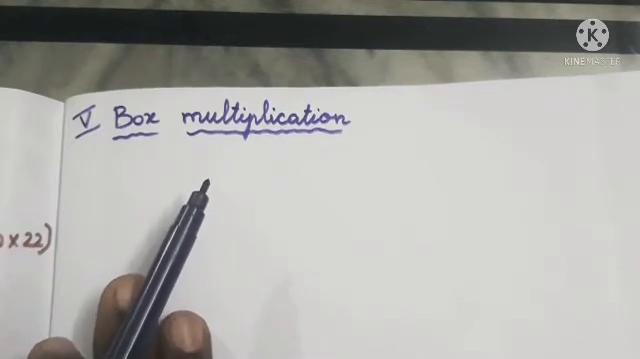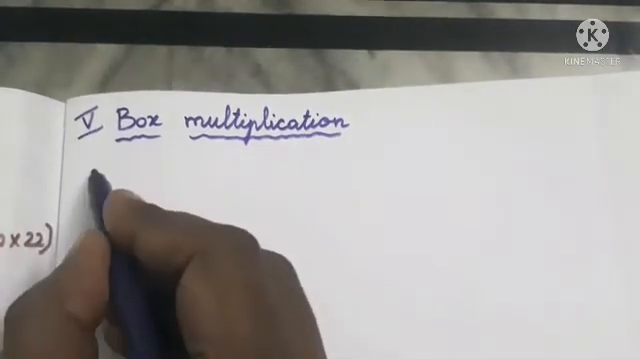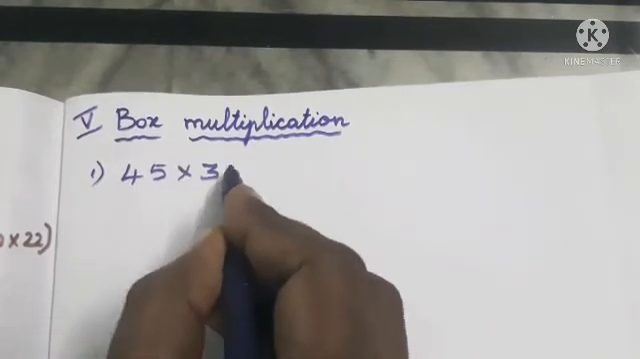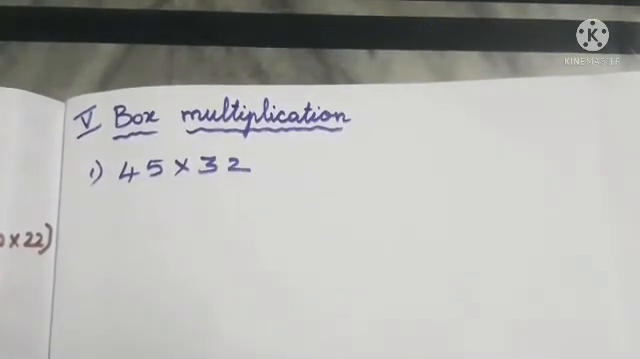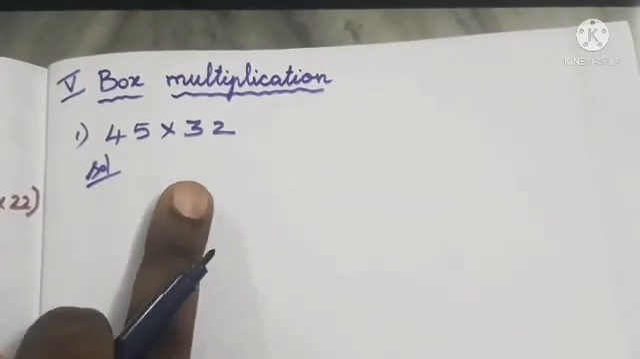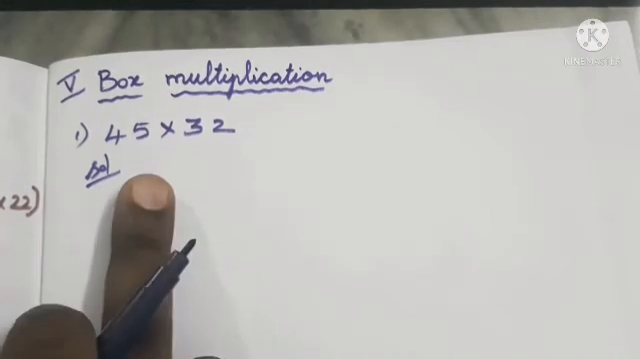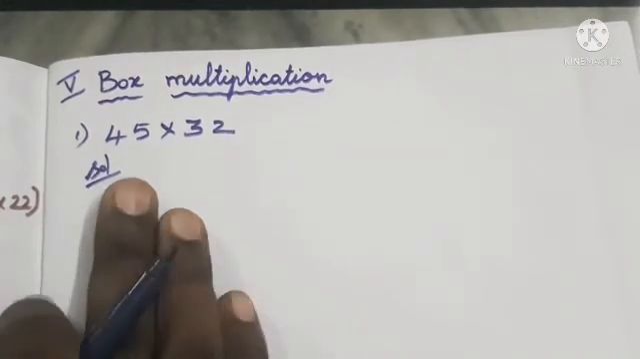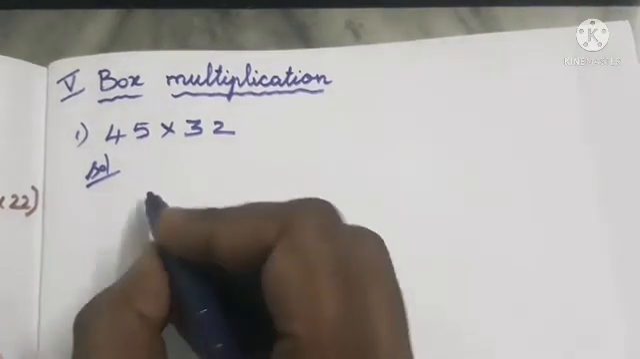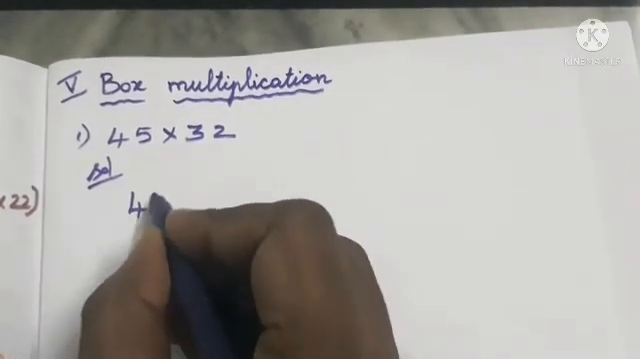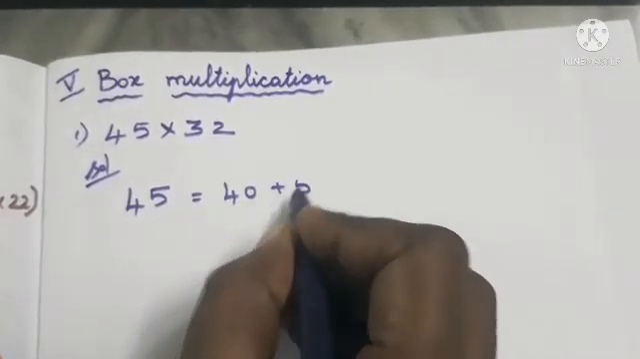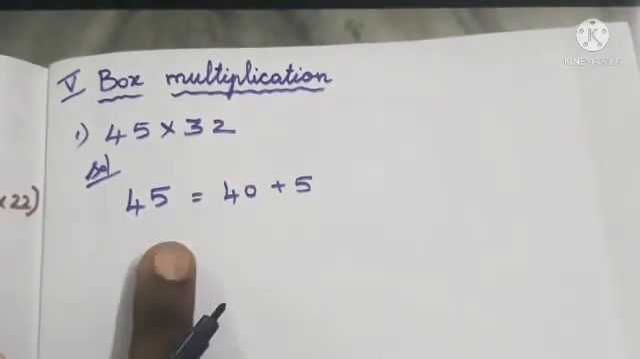Okay, so we can see the first question. We have to multiply 45 by 32. In this question we have 45 as the multiplicand and 32 as the multiplier, isn't it? First we have to break up these numbers, both the multiplicand and the multiplier. So first we write the solution: 45 we break as 40 plus 5.